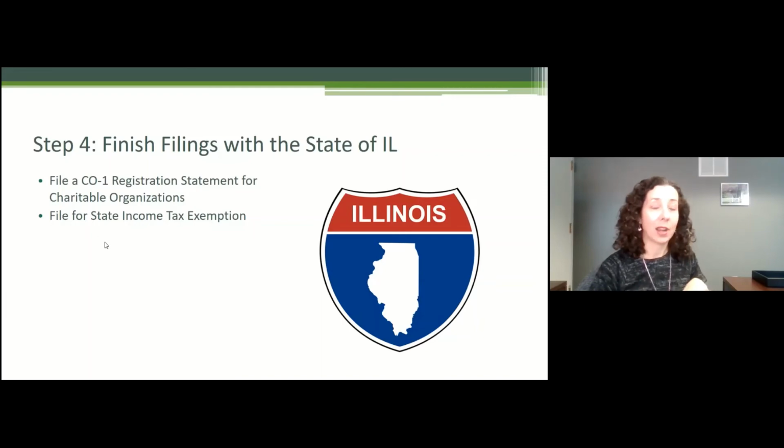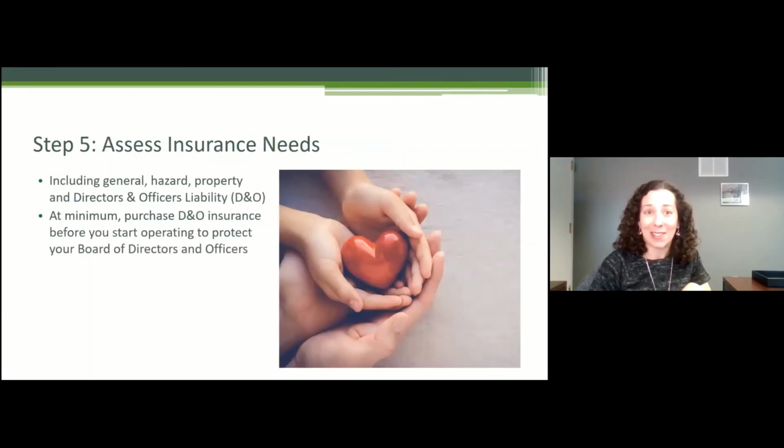Oh, and we are at step 5. This is our final step. So assessing all your insurance needs for the organization. And we touched on the importance of insurance and just watching out for your risk management as a nonprofit. So think about the big picture. I mean, this will be general insurance, hazard, property insurance.